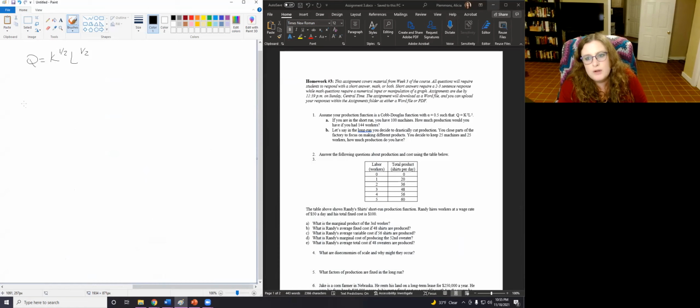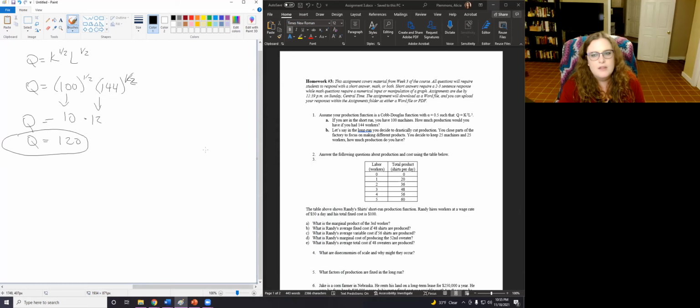So in the short run, we have 100 machines. Cool. So that means our capital is 100 to the 1/2. Then we're wondering what we're going to do with labor. How much production will we have if we have 144 workers? So 144 workers to the 1/2. Well, the square root of 100 is 10. The square root of 144 is 12. 10 times 12. That just means that the amount that we're producing is 120. Boom. That's the first one.